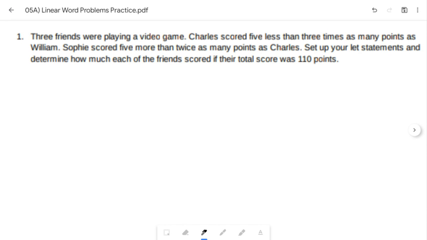In the first question here, we have three friends who are playing a video game. Charles scored 5 less than 3 times as many points as William. Sophie scored 5 more than twice as many points as Charles. Set up your let statements and determine how much each of the friends scored if their total score was 110 points.